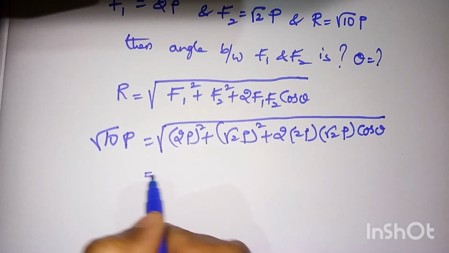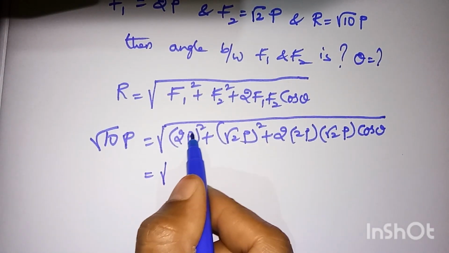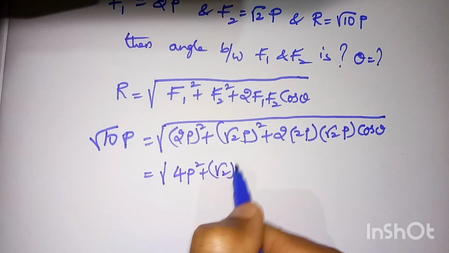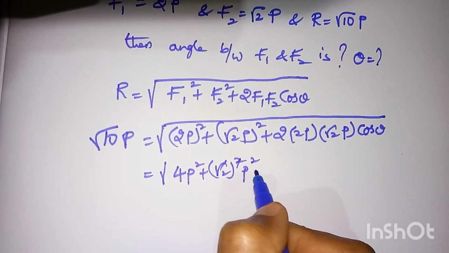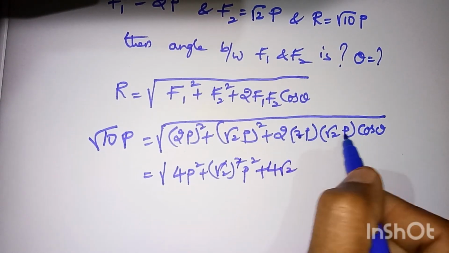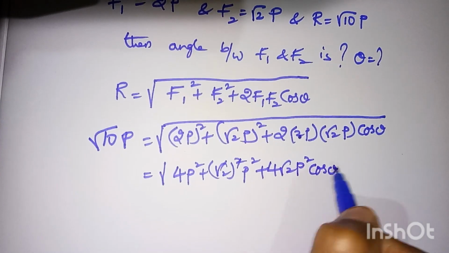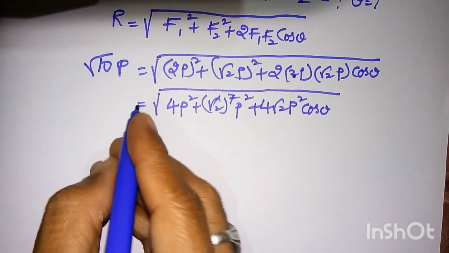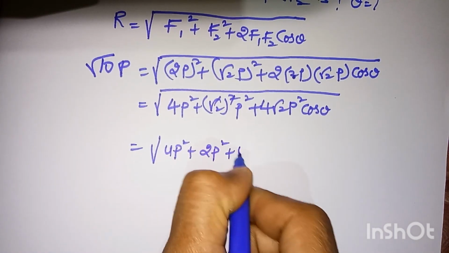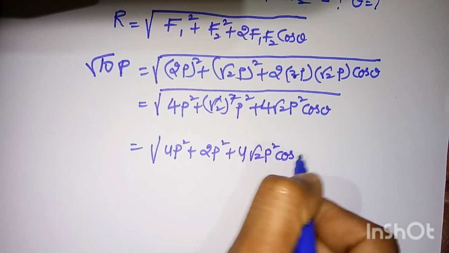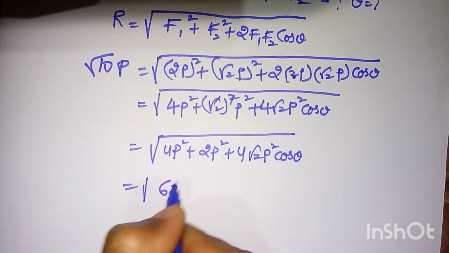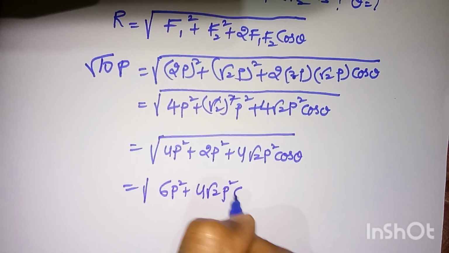cos theta. So this can be written as 2 square p square, that is 4p square, plus root 2 whole square p square, the square root remains, plus 2 into 2 is 4 root 2 p into p, that is p square cos theta. So this can be written as 4p square plus 2p square plus 4 root 2 p square cos theta. So 4p square plus 2p square is 6p square plus 4 root 2 p square cos theta.